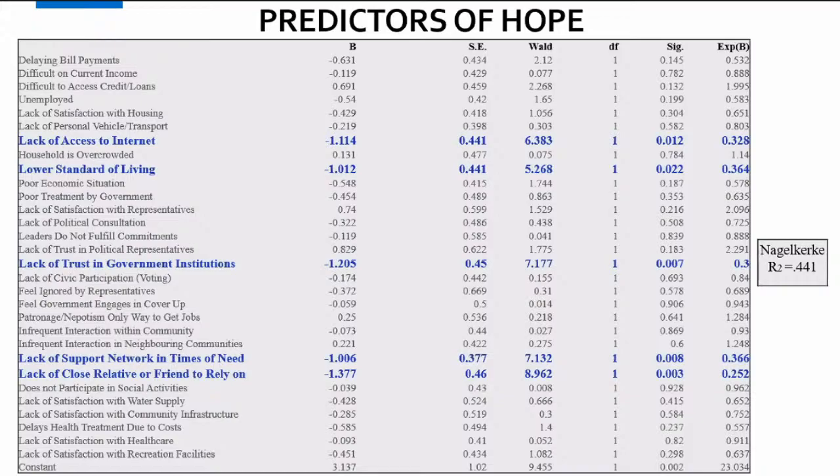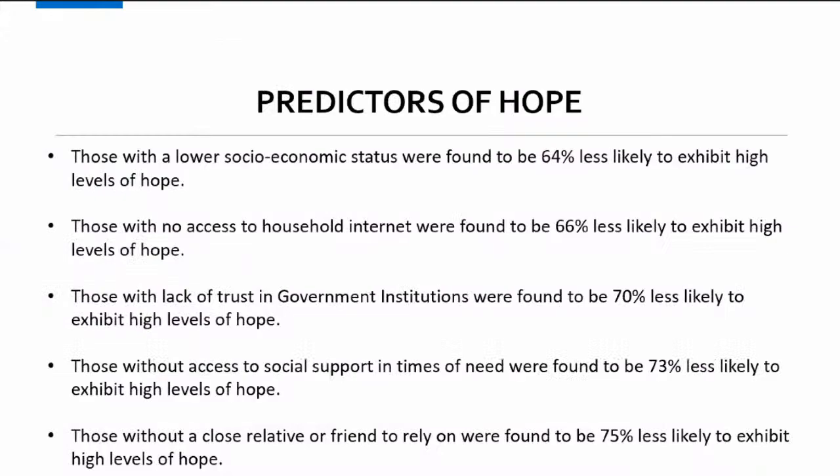So I included all the 30 variables of exclusion that were previously explored. They acted as the predictor variables. The outcome variable was hope, and this was placed in a model. And 5 variables stood out that were found to be statistically significant in affecting levels of hope. We see that here. The first one was socioeconomic status. Generally, those with lower socioeconomic status were 64% less likely to exhibit high levels of hope.